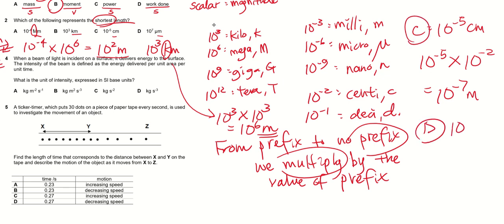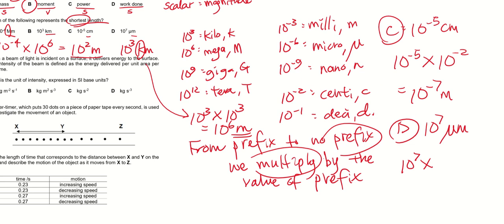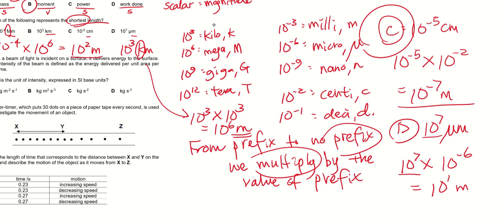It is 10 to the power of 7 micrometers. So I take the number, I multiply by the value of the prefix, which is 10 to the power of minus 6. So I'll get 10 to the power of 1 meters. Therefore, the correct answer is C, because we are looking for the smallest value.